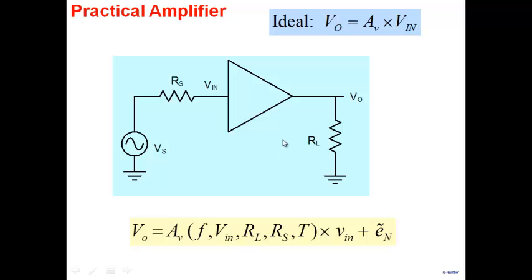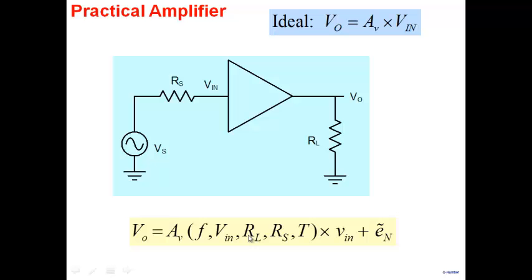The gain that I get depends on how much source resistance is there. The gain that I get, in fact, almost everything depends on temperature. You measure gain in summer and you measure gain in winter, your gain may be different. It's temperature dependent. So what you get is V0 is AV times Vin, but AV depends on many other things. It depends on frequency, depends on input voltage, depends on RL, RS, T, many other things.